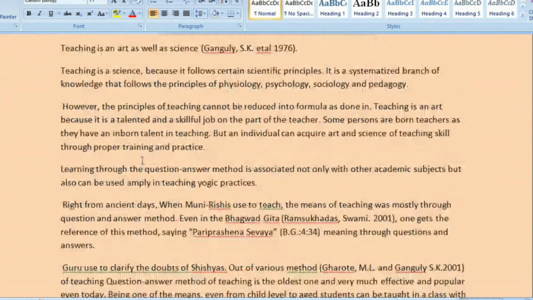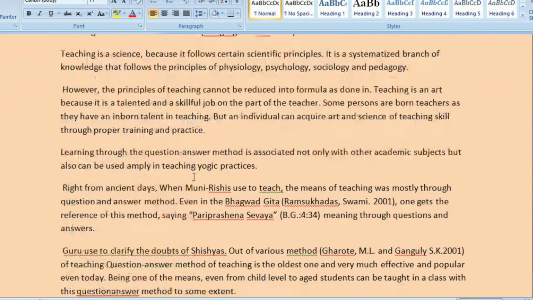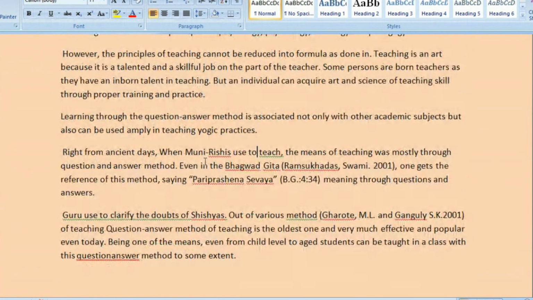However, the principles of teaching can't be reduced into formulas as done in other sciences. Teaching is an art because it is a talented and skillful job on the part of the teacher. Some persons are born teachers as they have an inborn talent in teaching, but an individual can acquire the art and science of teaching skill through proper training and practice.